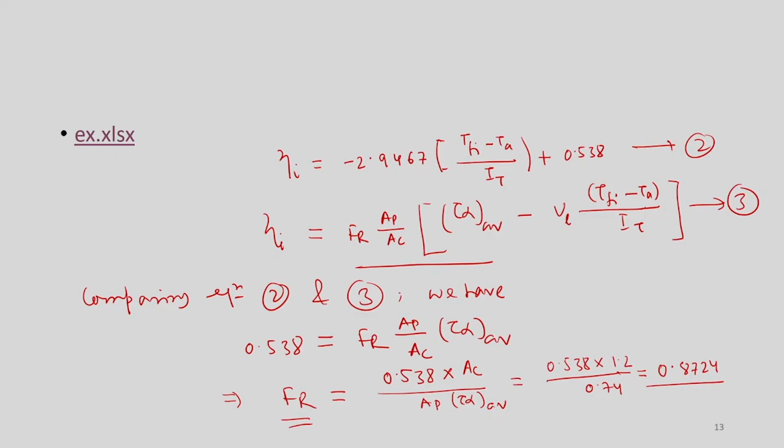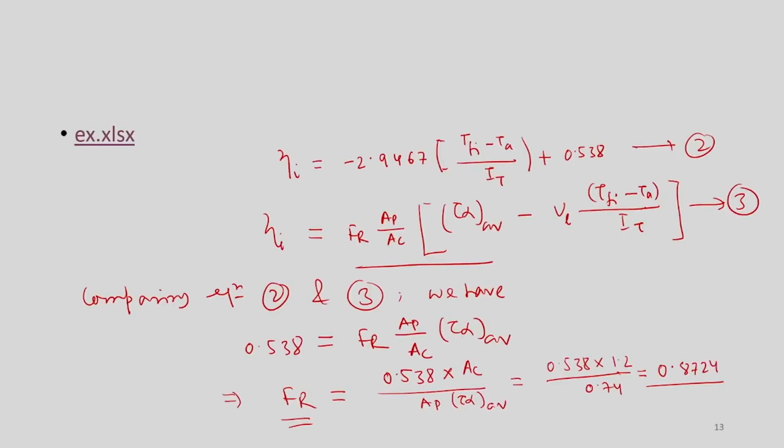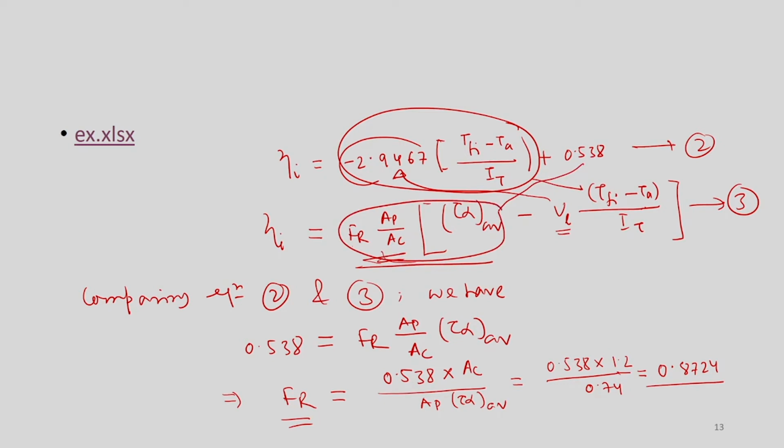Now our next calculation will be for UL, the overall loss coefficient. How do we calculate this overall loss coefficient? We can use this part. FR multiplied by AP into UL is equal to this part. So, this part is equivalent to this part when you multiply.